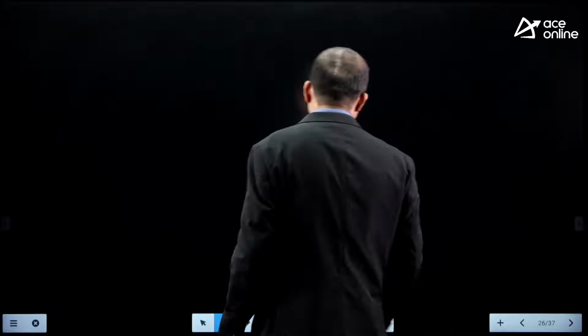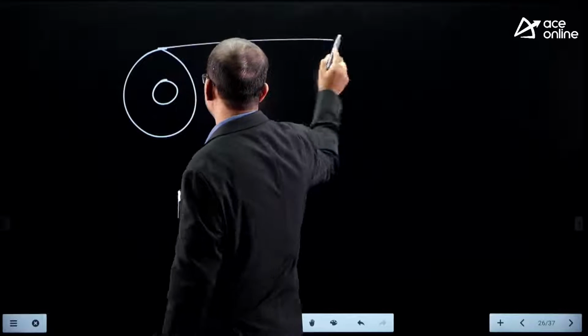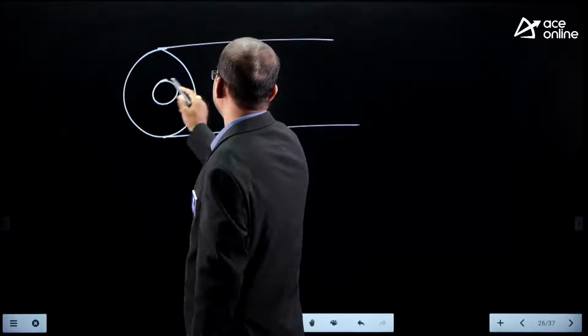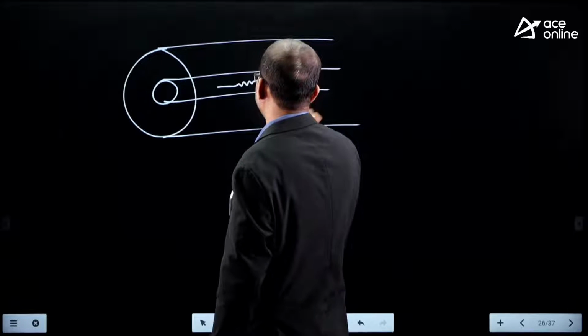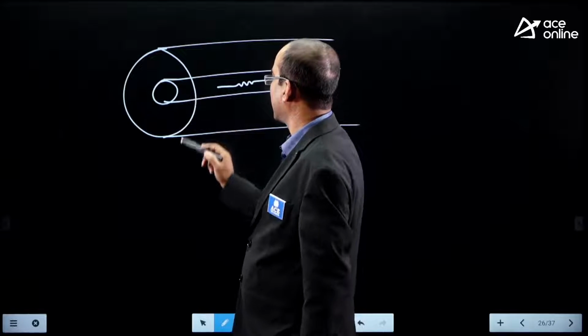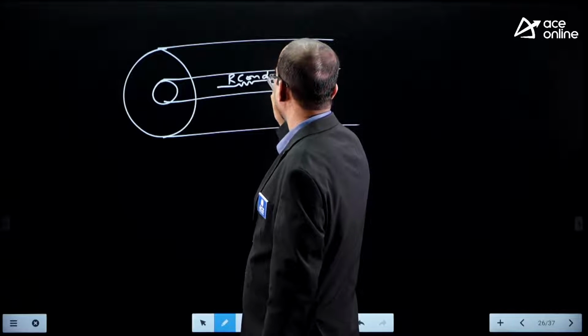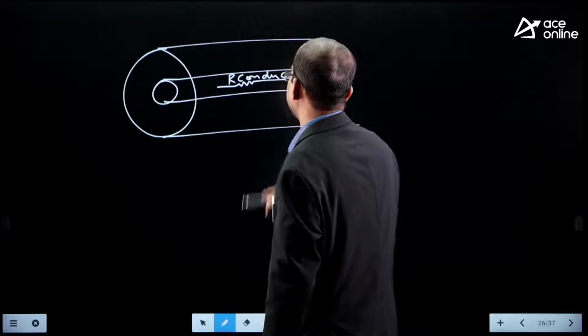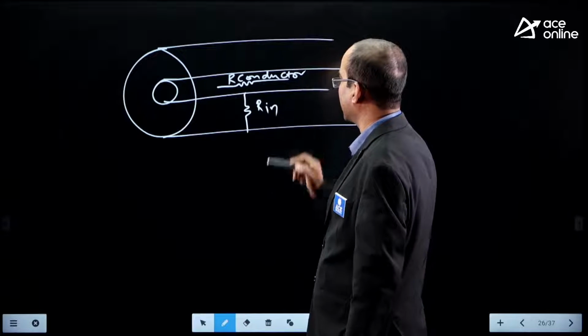If you observe this, suppose this is the conductor resistance, this is the conductor resistance, and here we have the insulation resistance.